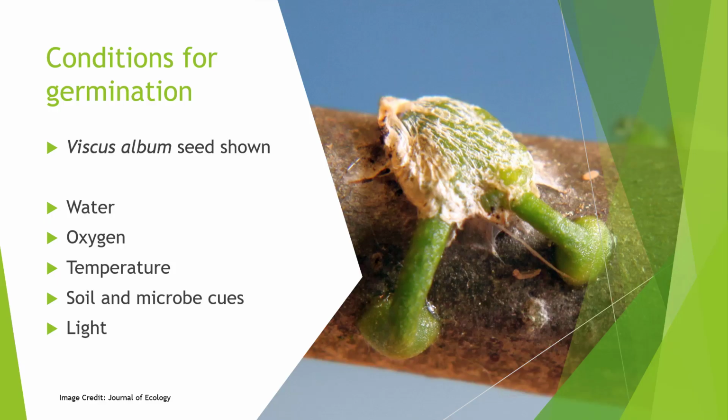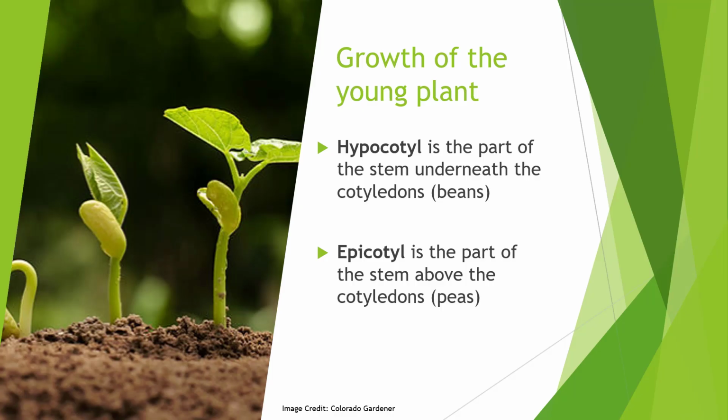They need water. They need oxygen, because if they don't have oxygen, that growing radicle can't really metabolize and can't grow. It'll just suffocate. They need the right temperature. A frozen seed should not be growing. Often they need cues from soils and nearby microbes to know that this is the right environment to grow. In fact, orchids don't grow unless they have the right type of fungus. And seeds might need the right type of light. We're going to cover that in more depth later.